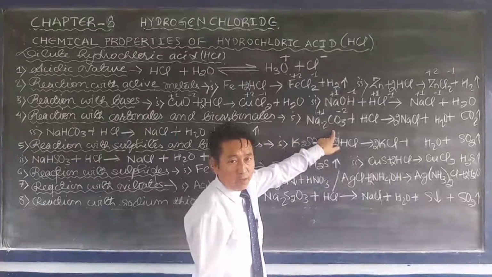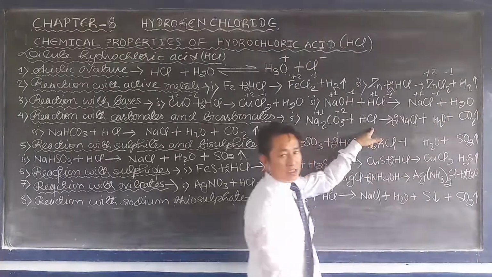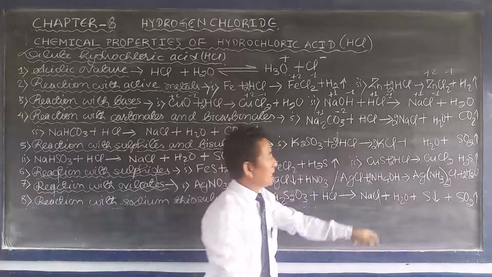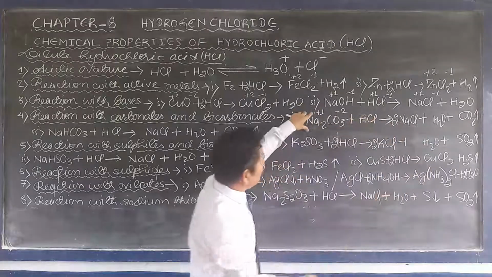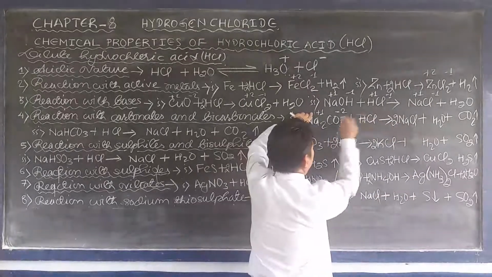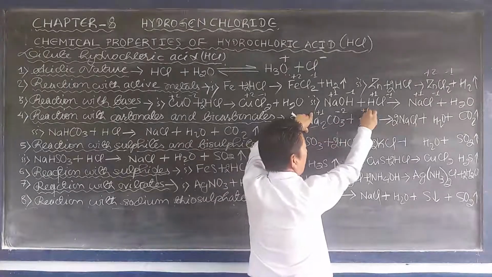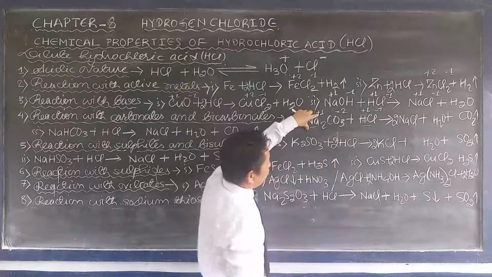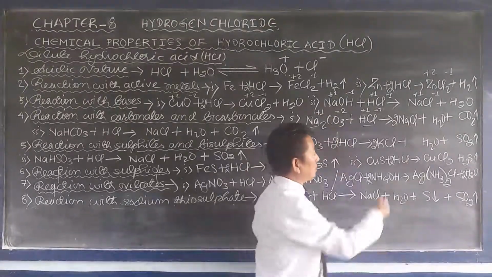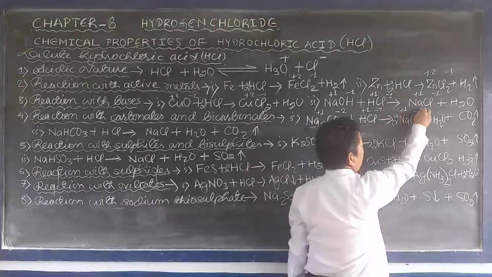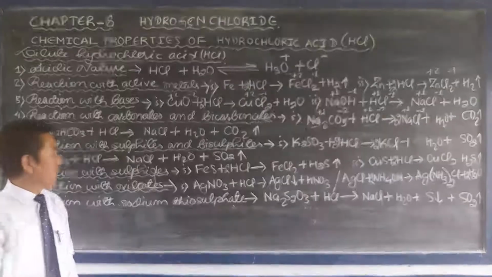Sodium carbonate, when it reacts with hydrochloric acid, gives carbon dioxide gas, and the other two products are salt and water molecule. This sodium, the basic radical, combines with the acidic radical of this acid. Hydrogen 1, chloride 1. This sodium combines with chlorine, so we'll get sodium chloride. Both the valency of sodium and chloride is 1. On interchanging their valency, the molecular formula is NaCl.